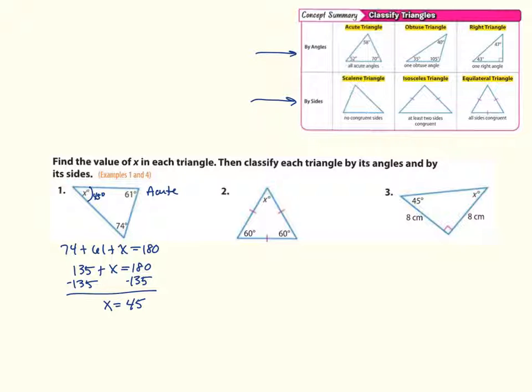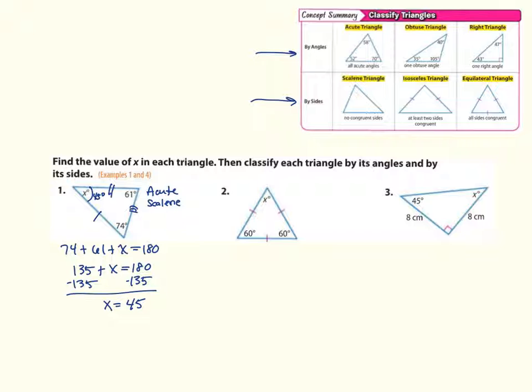Okay. Next, we're going to look at all the sides. So if all the angles are different, then all of the sides will be different. And this is how that would look. So with all the sides being different, they're not congruent, then therefore it's also a scalene. Okay. So naming this triangle would be acute and scalene.